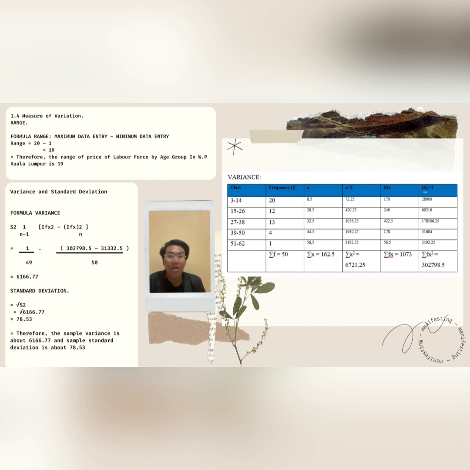Therefore, the sample variance is about 9199.77 and the sample standard deviation is about 78.53. That's all from me. I'm going to pass to the next presenter.